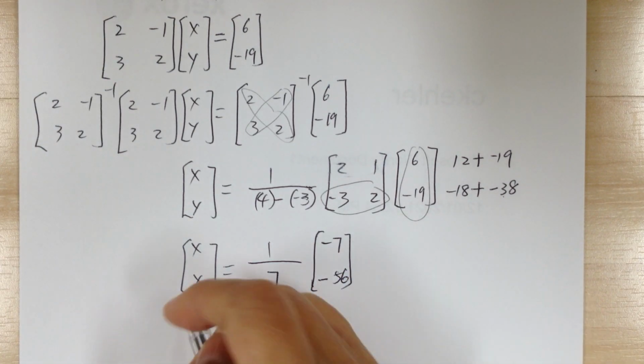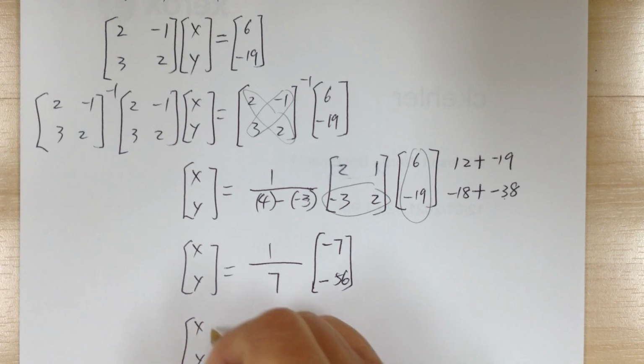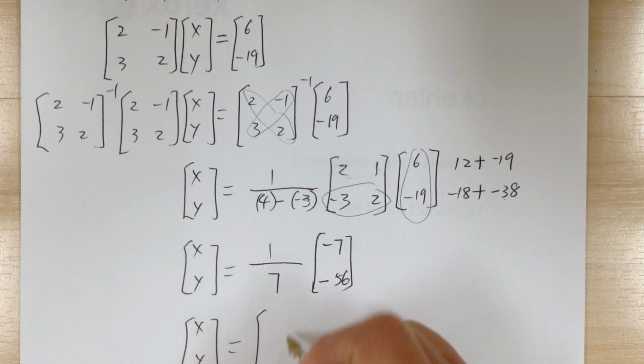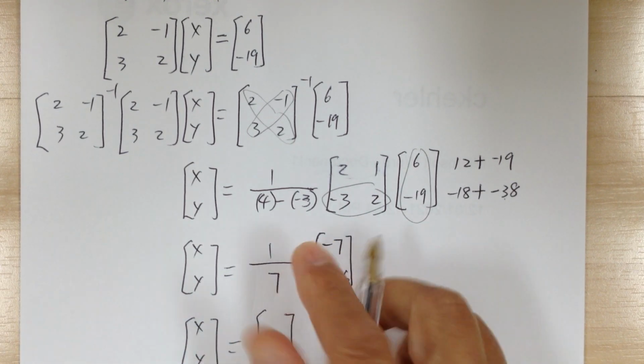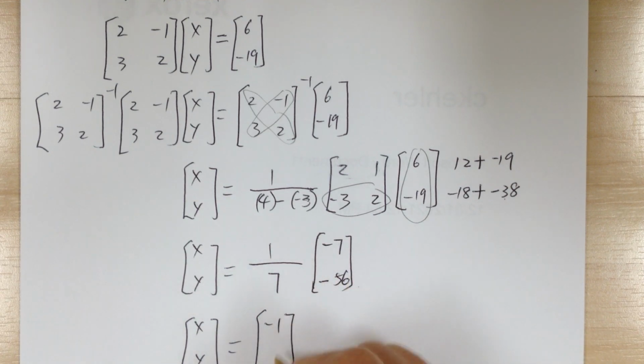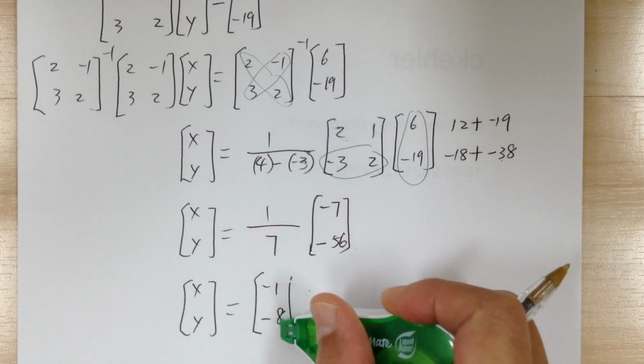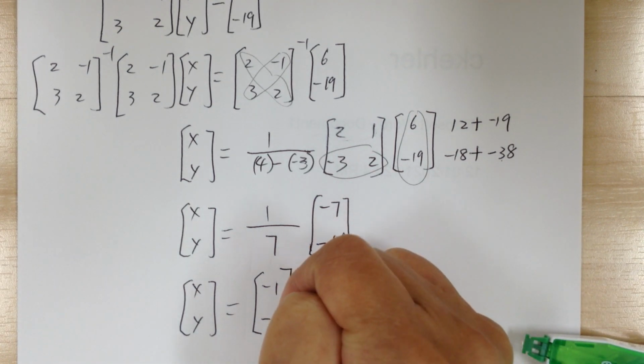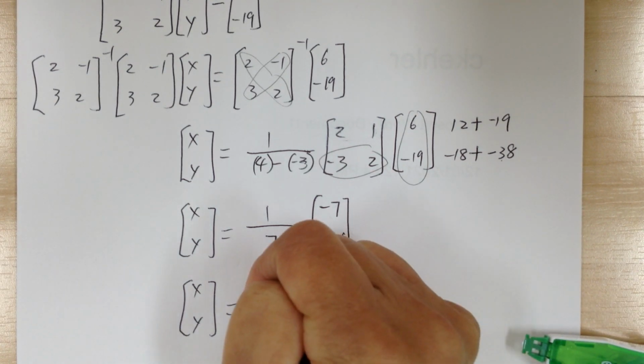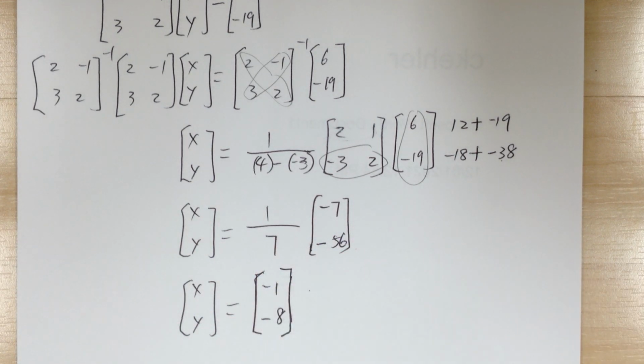Then I'm going to distribute. When I multiply, I get negative 1. When I multiply, I get negative 8. So that's it: x equals negative 1, y equals negative 8. I'm going to try to make my bracket better. There we go. Okay, let's go to the next one, number 11.